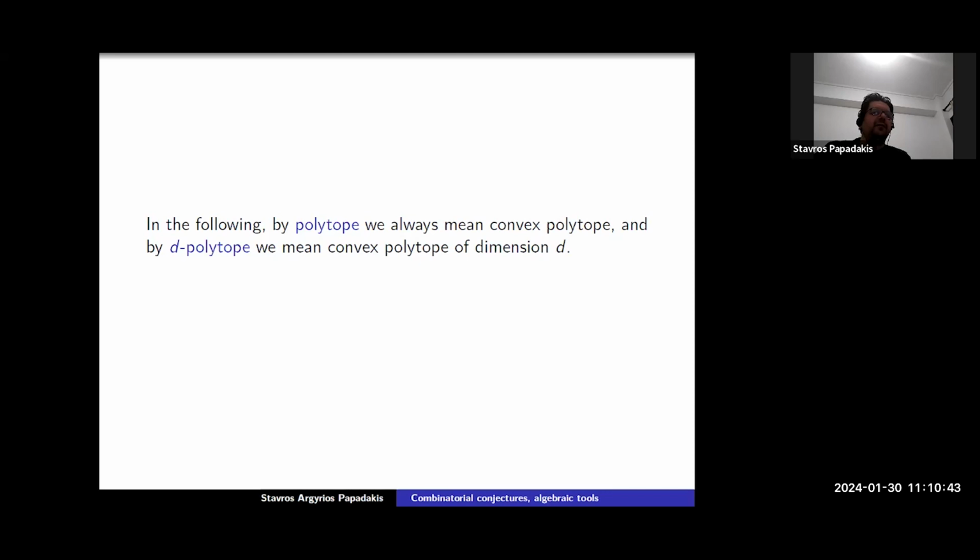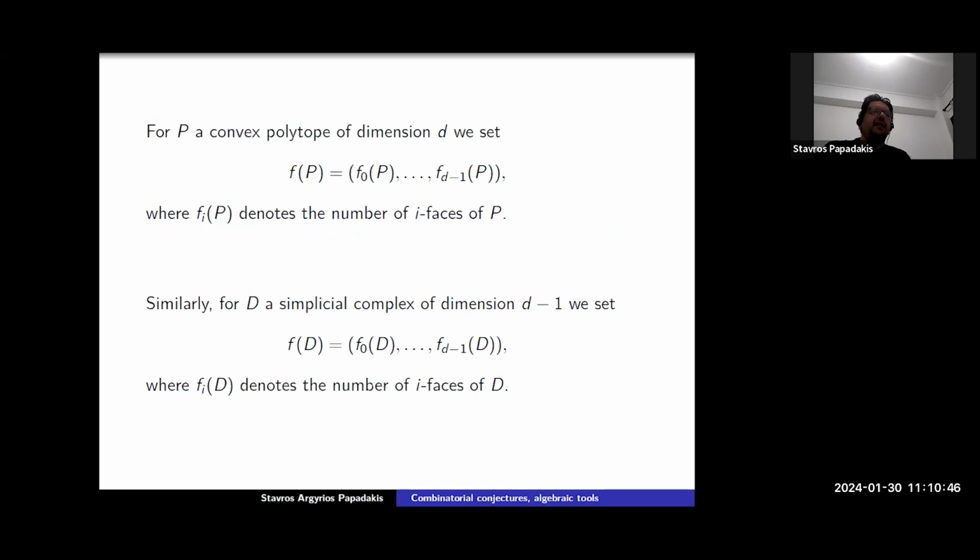We recall from previous talks that if we have a convex polytope, f_i of P denotes the number of i-faces of P. And similarly, if we have a simplicial complex, f_i of D denotes the number of i-faces of D.